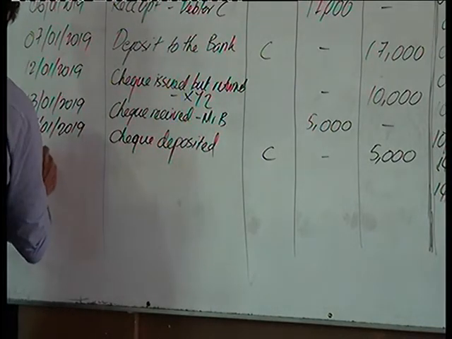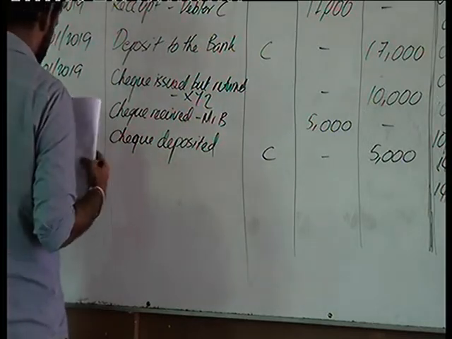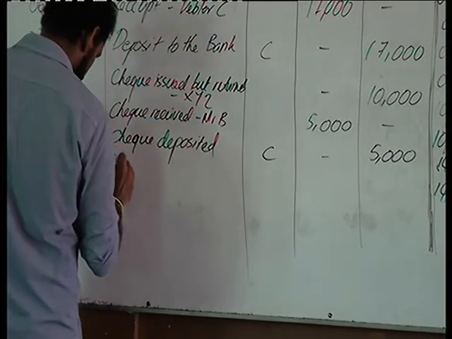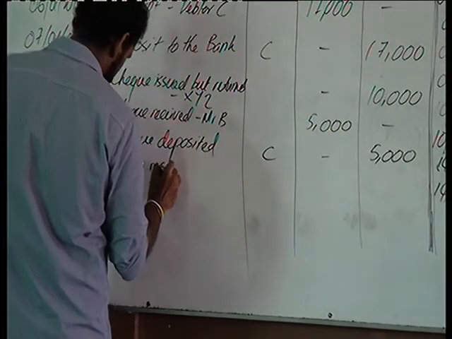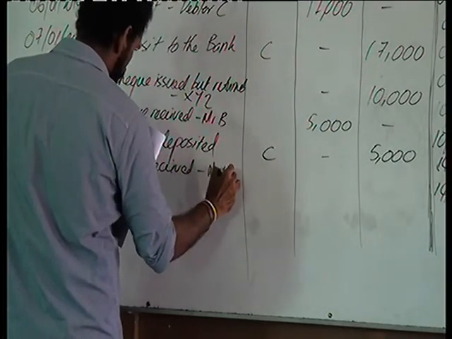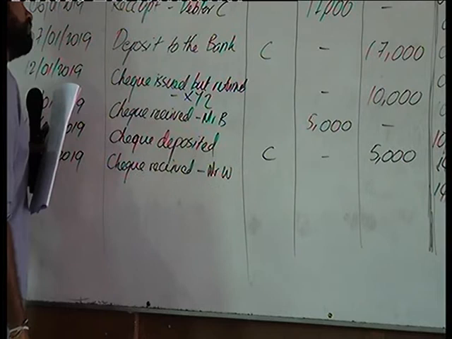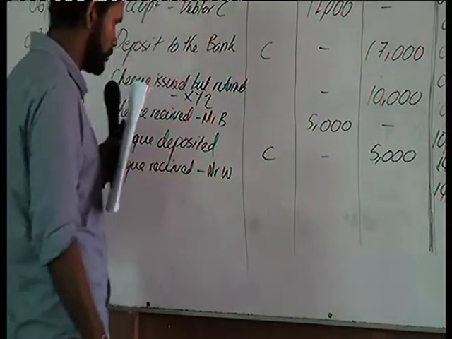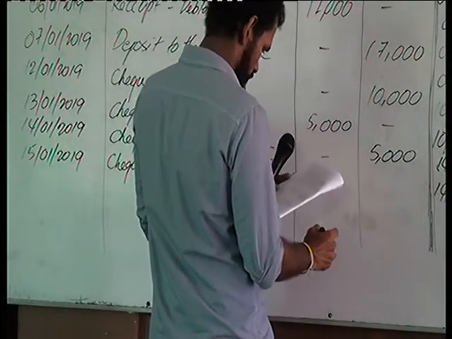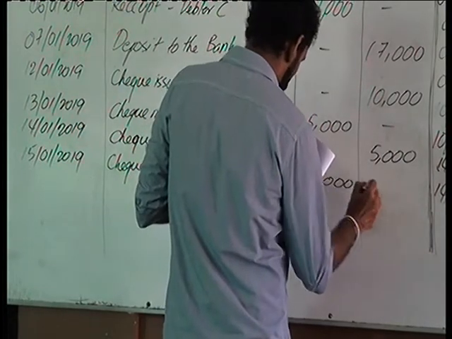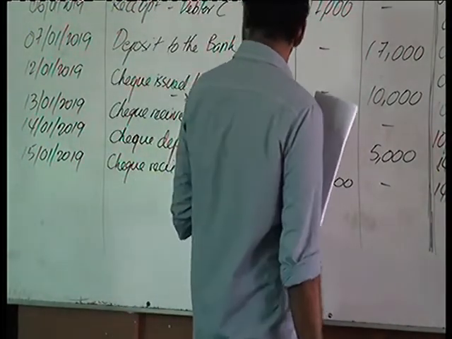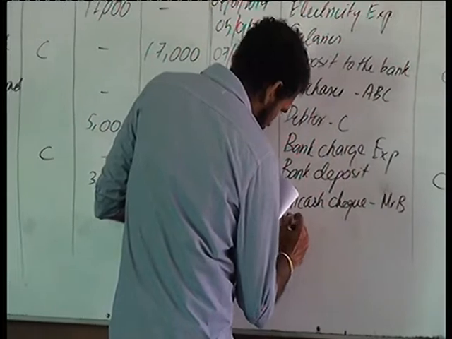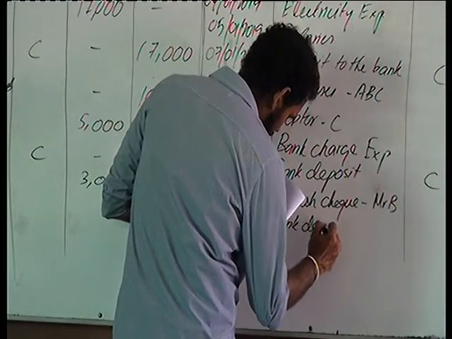So 15th January 2019, check received from Mr. W amounting to 3,000. That will be initially deposited in the cash account. Then on the next day, 16th January 2019, bank deposit.